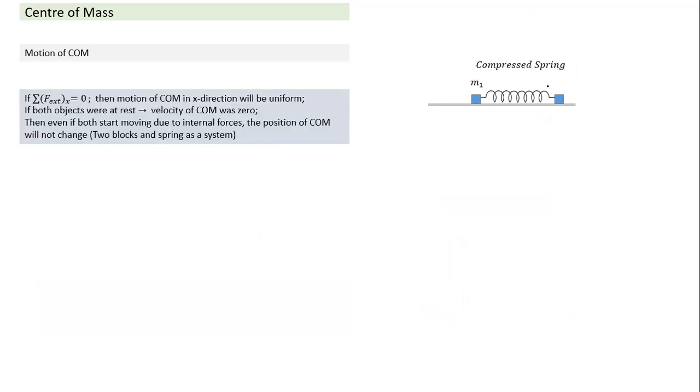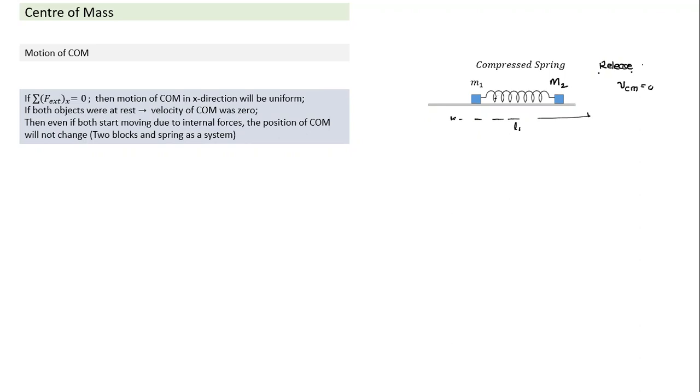So something like this. Suppose we have a compressed spring. The two masses are there, M1 and M2, and the spring is compressed. The initial length was L0, and it has been compressed to some distance, and then the two masses are kept here. What will happen in this case? Suddenly, if we release from compressed state, what does release from compressed state mean? Just before release or soon after release, this velocity is zero, this velocity is zero. If we release from rest, basically both velocities are zero, which implies VCM is zero.